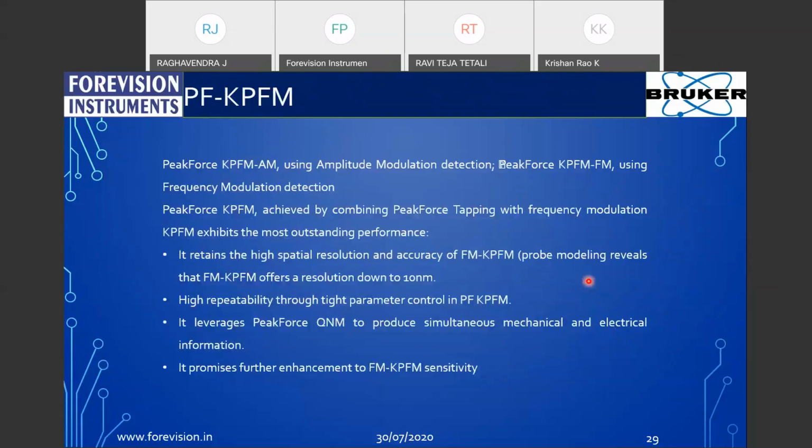Then we go to the peak force KPFM. The peak force KPFM uses two different techniques. One is called amplitude modulation and the other is called frequency modulation. And this peak force KPFM attains a better resolution by combining the peak force technique and KPFM. And it has the highest repeatability by controlling the parameters tightly. And due to the peak force, we can also simultaneously measure the mechanical properties along with the KPFM measurements. So it promises further enhancement in the frequency modulation KPFM sensitivities also.